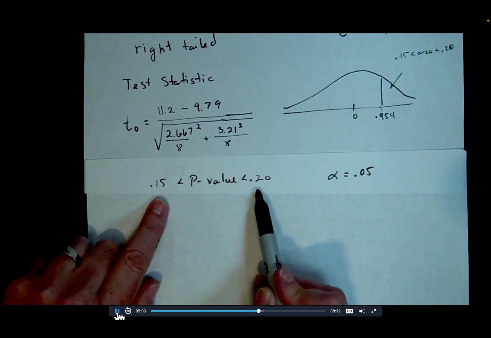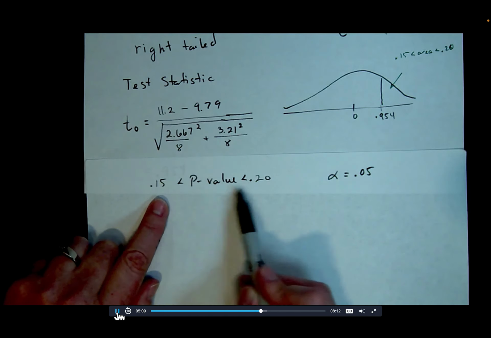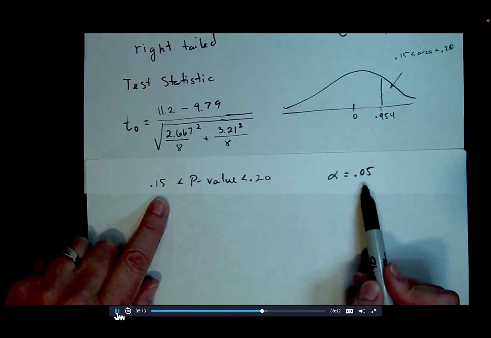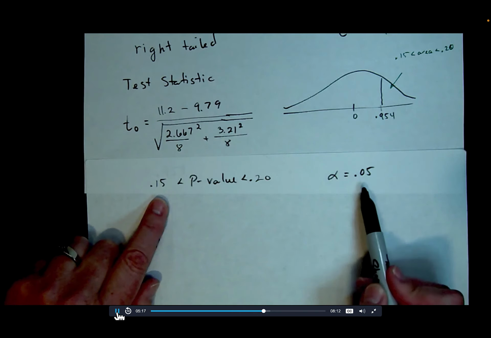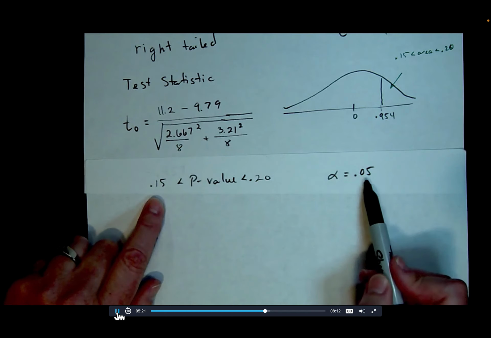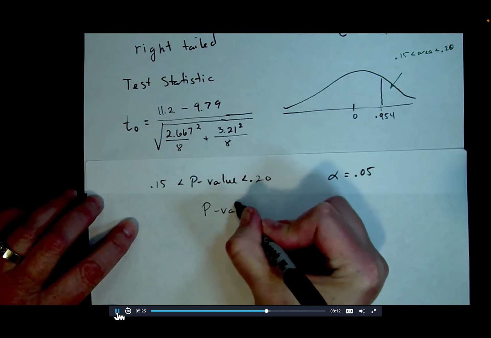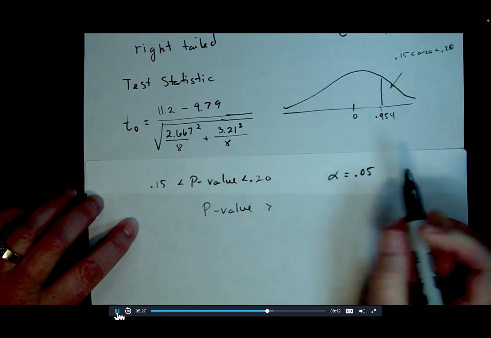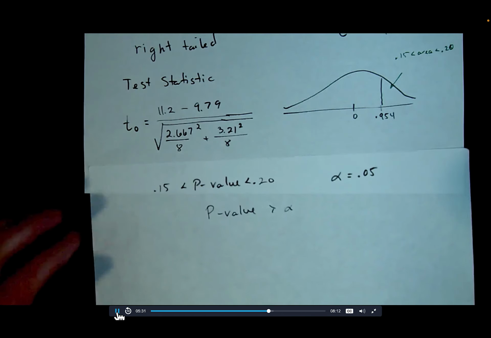Well, 0.15 and 0.20 are both bigger than 0.05. So whatever the p-value is, since it's between these two numbers, it's going to have to be bigger than 0.15, because every number between 0.15 and 0.20 is bigger than 0.05. So from this we can confidently say the p-value is greater than alpha, the level of significance, even though I don't know exactly what the p-value is.